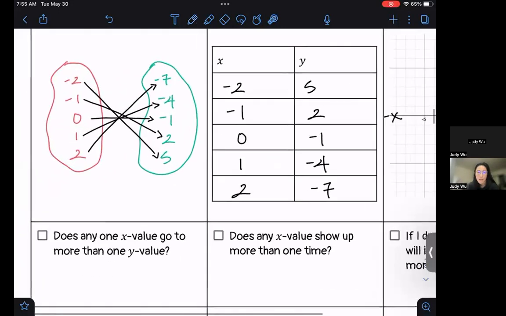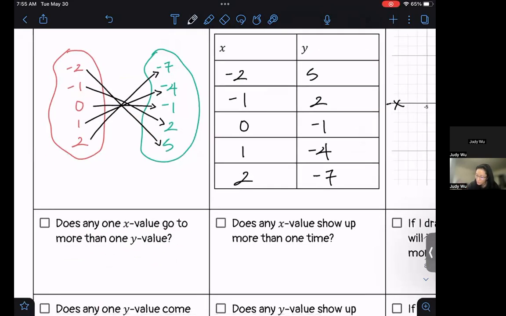Let's take a look at our mapping diagram first. We talked about this earlier in part 1, but in our mapping diagram, what we're really looking for is: does any one x value go to more than one y value? If you remember from earlier, we had somewhere like -2 would go to 5, but it would also go to another number, and that was not a function. So in this case, I noticed that every value in our domain only goes to one value in our range. So the answer is no.